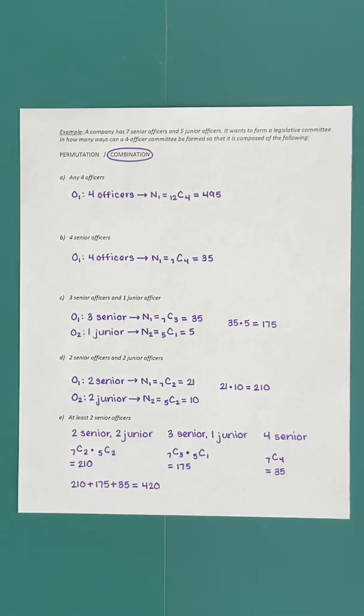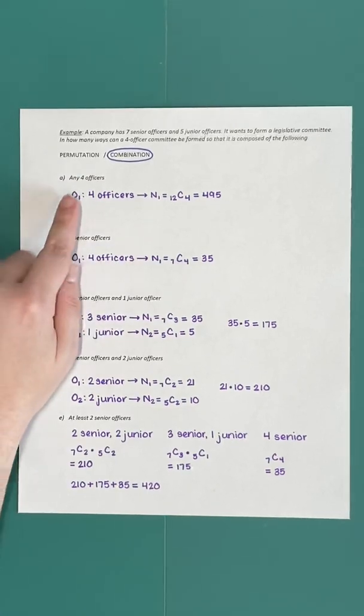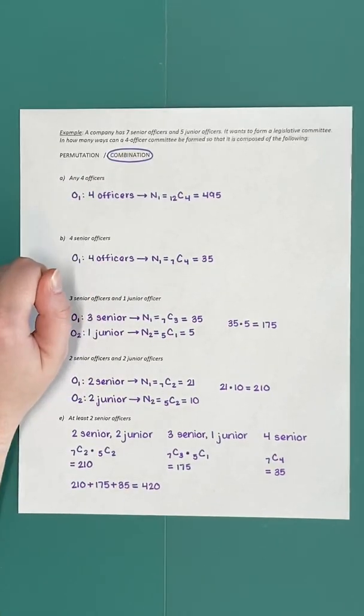But the order in which we choose the individuals does not matter. As long as it's the same group of people, it's the same combination. So let's start out with no restrictions. We can choose any 4 officers out of our group. So there's only one operation, just choose the 4 officers.